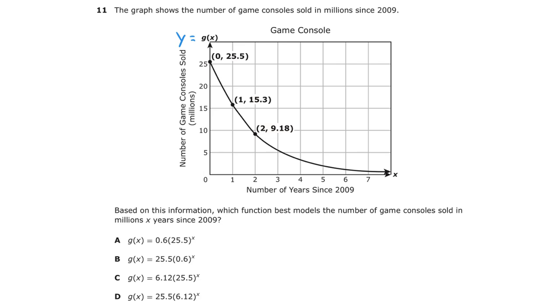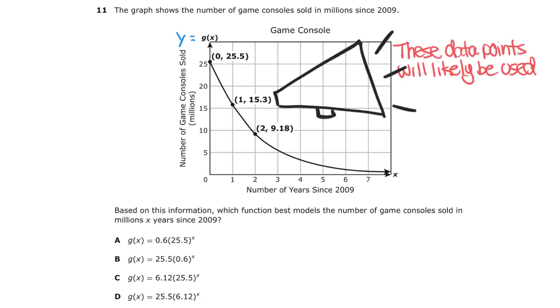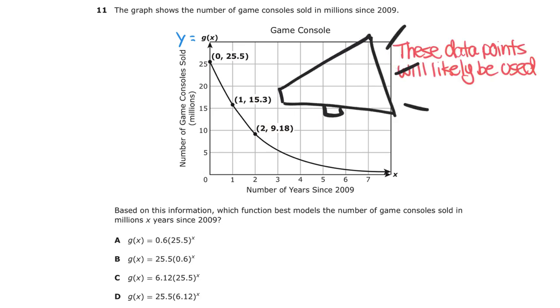So in 2009, we have 25.5 million game consoles sold. In 2010, 15.3 million. 2011, 9.18 million. It's likely that those three data points will be used to answer the question. So let's check out the question. Based on this information, which function best models the number of game consoles sold in millions x years since 2009?